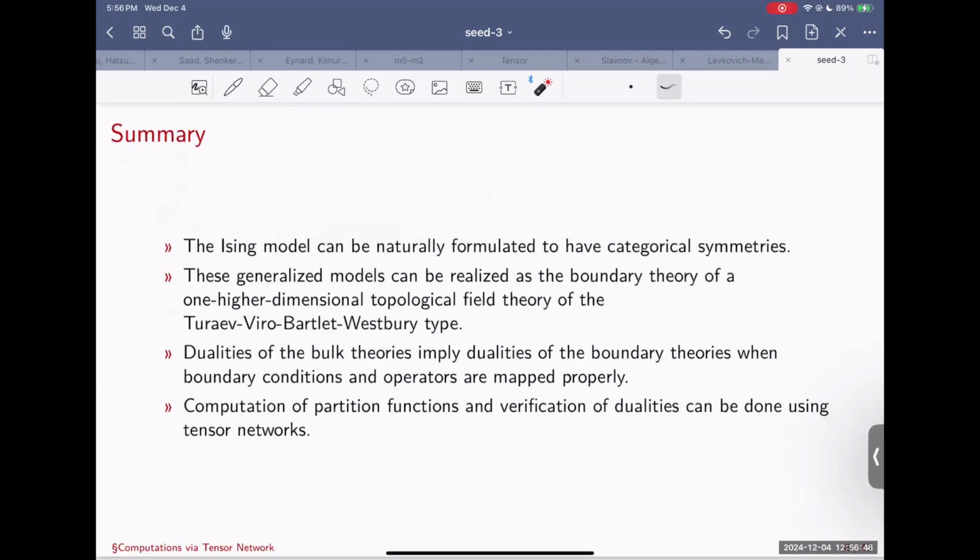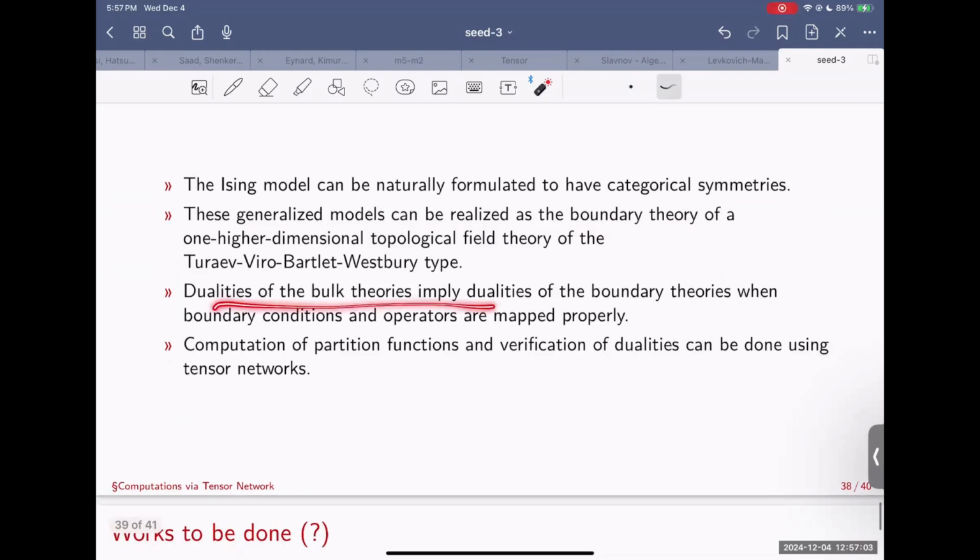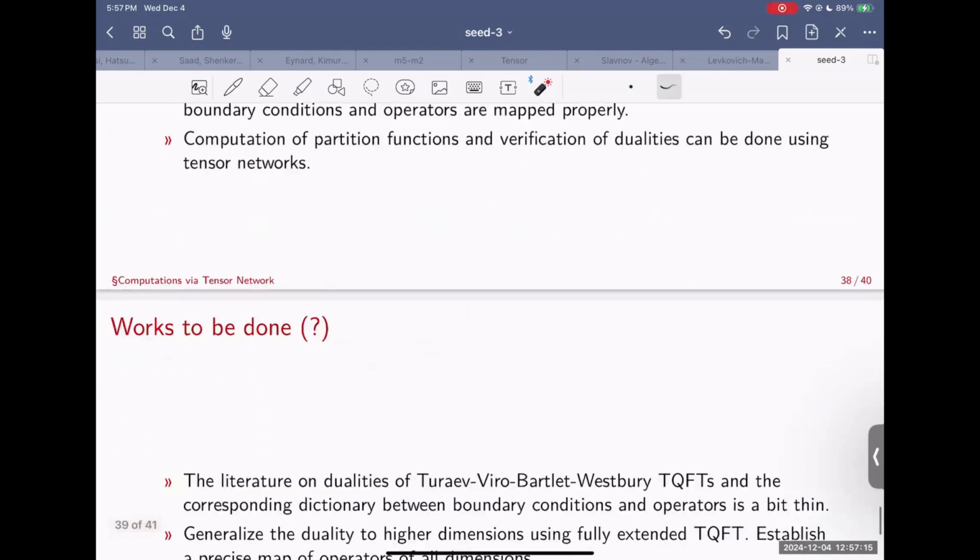Okay, so summary. The Ising model, we can naturally formulate it in a way so that it has categorical symmetries, not just Z2 or abelian symmetries. These models can be realized as the boundary theory of a three-dimensional TQFT. And dualities of the bulk theory result in dualities of the boundary theories as well. And the computations of the partition functions and the verifications of these dualities boil down to computing tensor networks and checking that we have the same numbers.